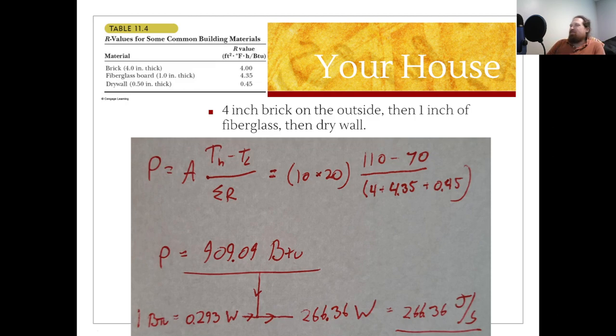I apologize. Now, BTUs are weird. I don't hardly ever use them, but they measure the same thing as power, so you can convert them into and out of units like watts. And if, hypothetically, we converted this and found our answer to be 266 watts, that means that every second, 266 joules transfers through this wall.